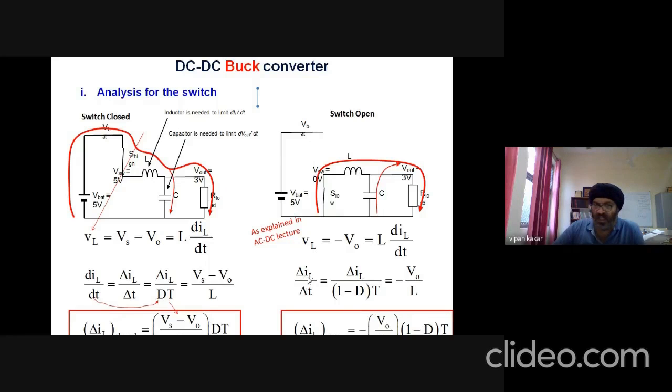Again, using this delta IL by delta T. Now in this case, the turn off time of this switch is 1 minus D T. We saw that in the previous case. D T is the turn on time, 1 minus D T is the turn off time. So the change in inductor current per turn off time will be minus Vo by L. So what will be the total change in current when the switch is off? Equal to this voltage multiplied by this turn off time.